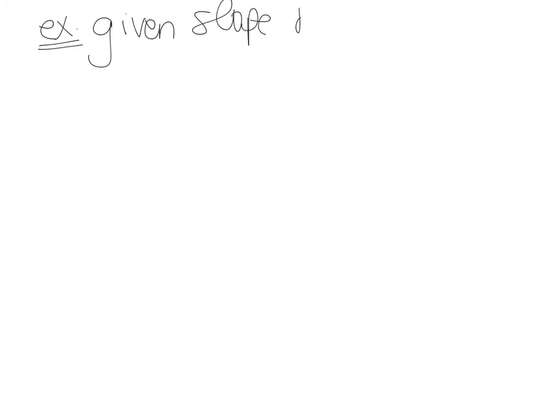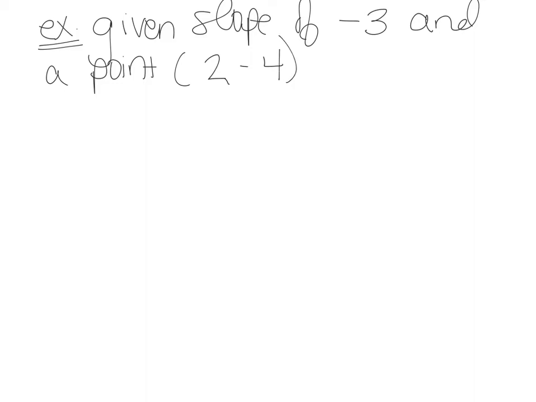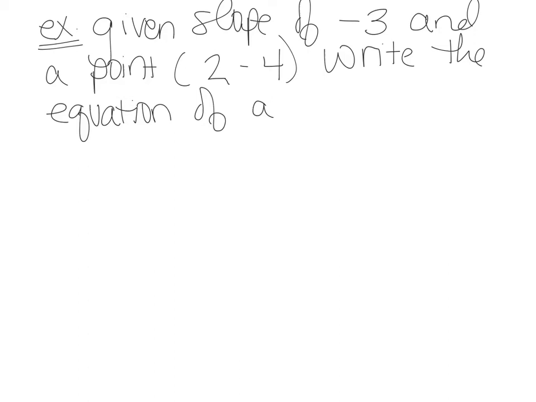Let's look at another problem. Oops, let me turn it this way. Example. Given a slope of -3 and a point 2, -4, write the equation of a line.